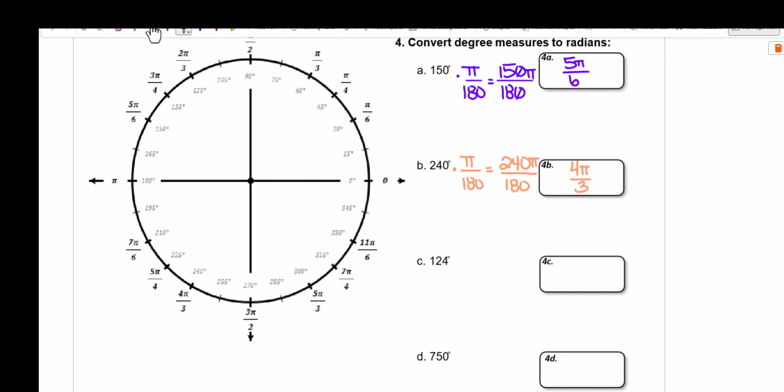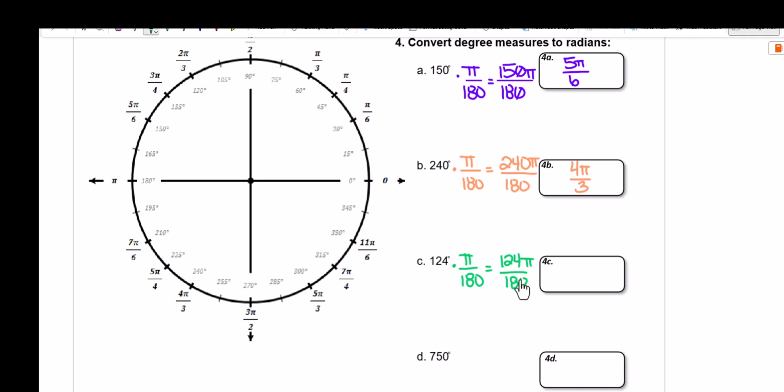Now, what if I did a degree that's not on the unit circle, like 124? How many radians is that? Well, I can tell you. You just multiply by pi over 180. So here I'm going to have 124 pi, and I'm going to put that over 180. Now, all I have to do is simplify.